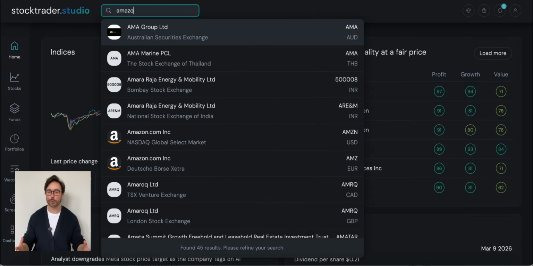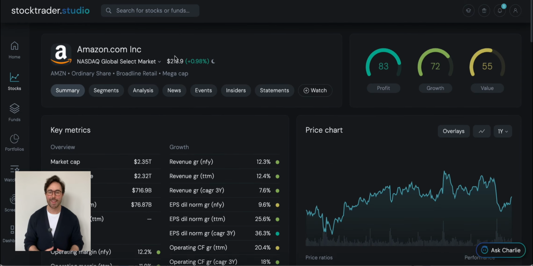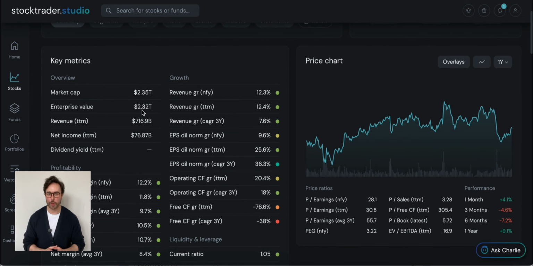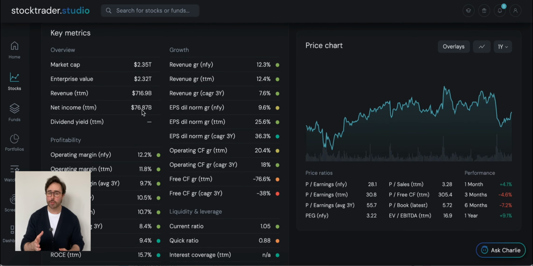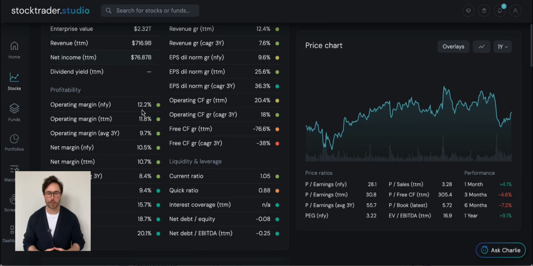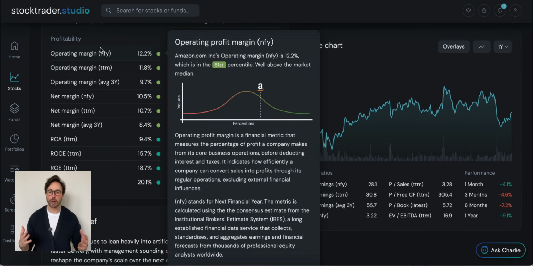When you open the stocks page, the first thing you're going to notice is a snapshot of the key metrics. This is designed to give you an overview of how the business is performing. You're going to notice as well that a lot of these metrics are shown across 3 time horizons. The first is next financial year, which is based on high quality consensus estimates from IBES, the Institutional Brokers Estimate System, which aggregates forecasts from professional analysts.